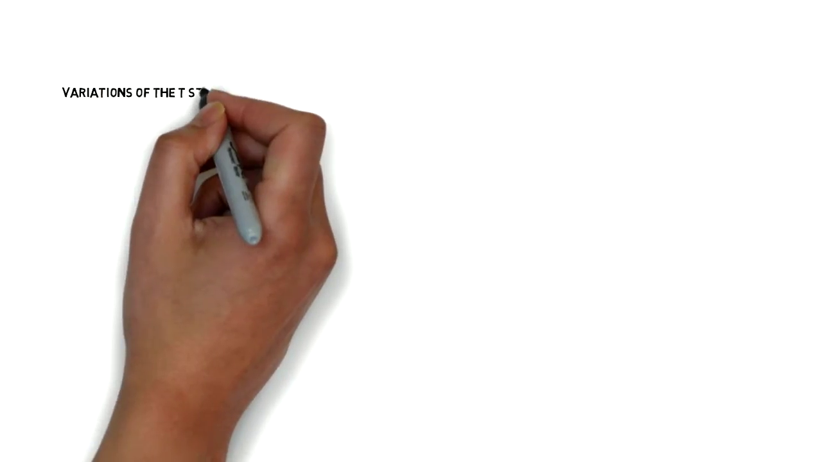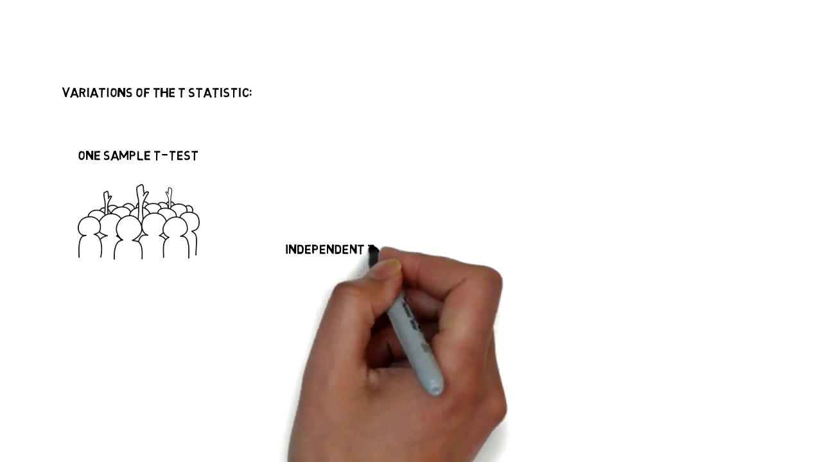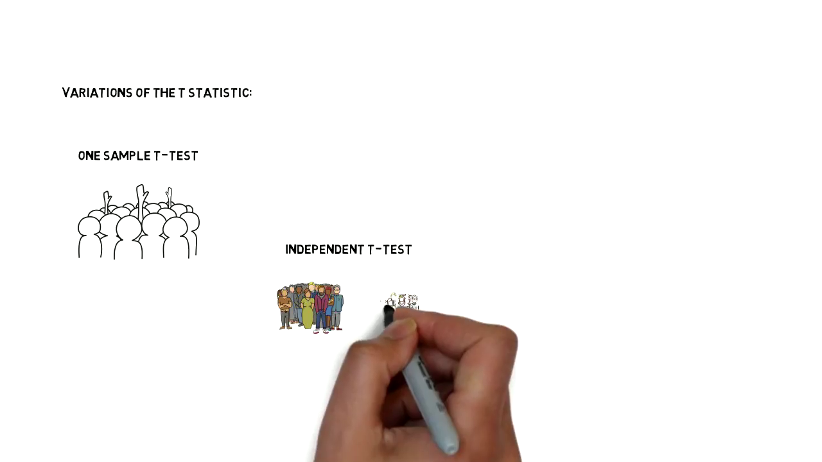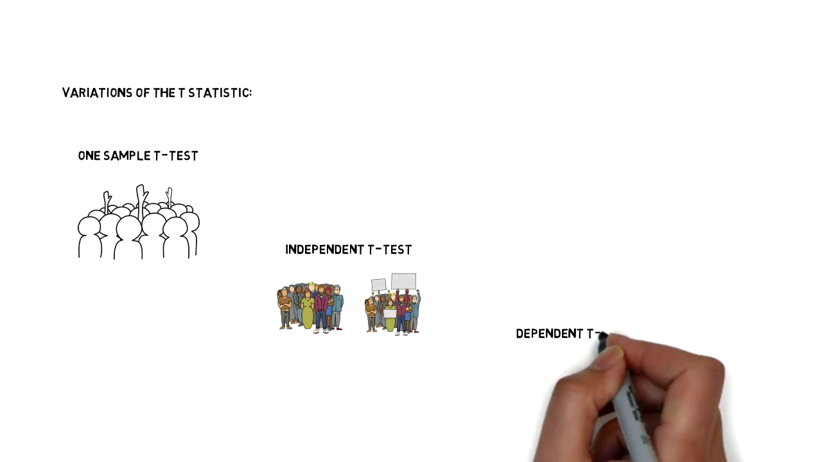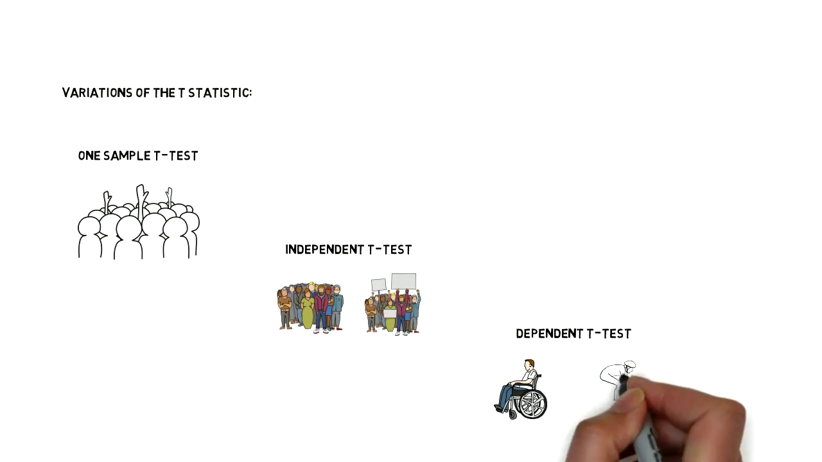The t-test can be used in three basic circumstances. To compare a sample to its population of origin when the population variance is unknown. This is known as a one-sample t-test. Compare two distinct samples from the same population or from two different populations. This is known as the independent or unpaired samples t-test. Compare a sample to itself. This is known as a dependent or paired samples t-test.